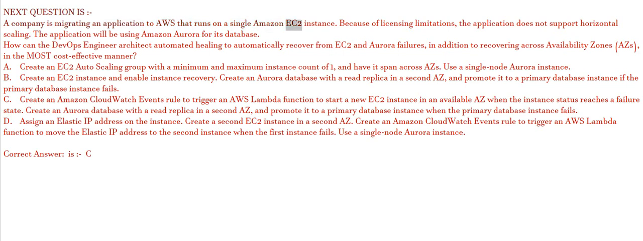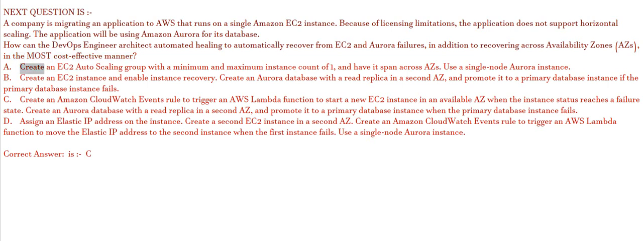Amazon EC2 instance. Because of licensing limitations, the application does not support horizontal scaling. The application will be using Amazon Aurora for its database. How can the DevOps engineer architect automated healing to automatically recover from EC2 and Aurora failures, in addition to recovering across availability zones, AZs, in the most cost-effective manner?